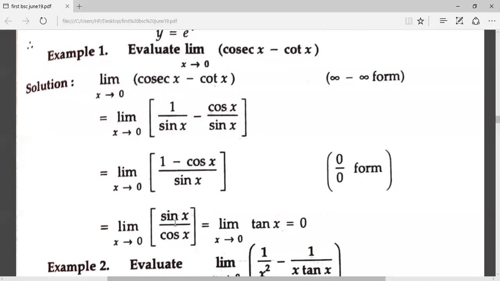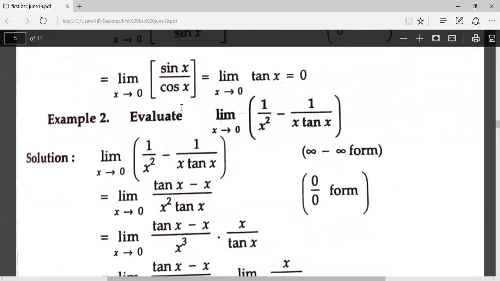Here you can substitute the limit, because sin 0 is 0, cos 0 is 1, so 0 by 1 is 0. Otherwise, sin x by cos x is tan x. As x tends to 0, tan 0 is 0. Therefore, the answer for this one is 0.